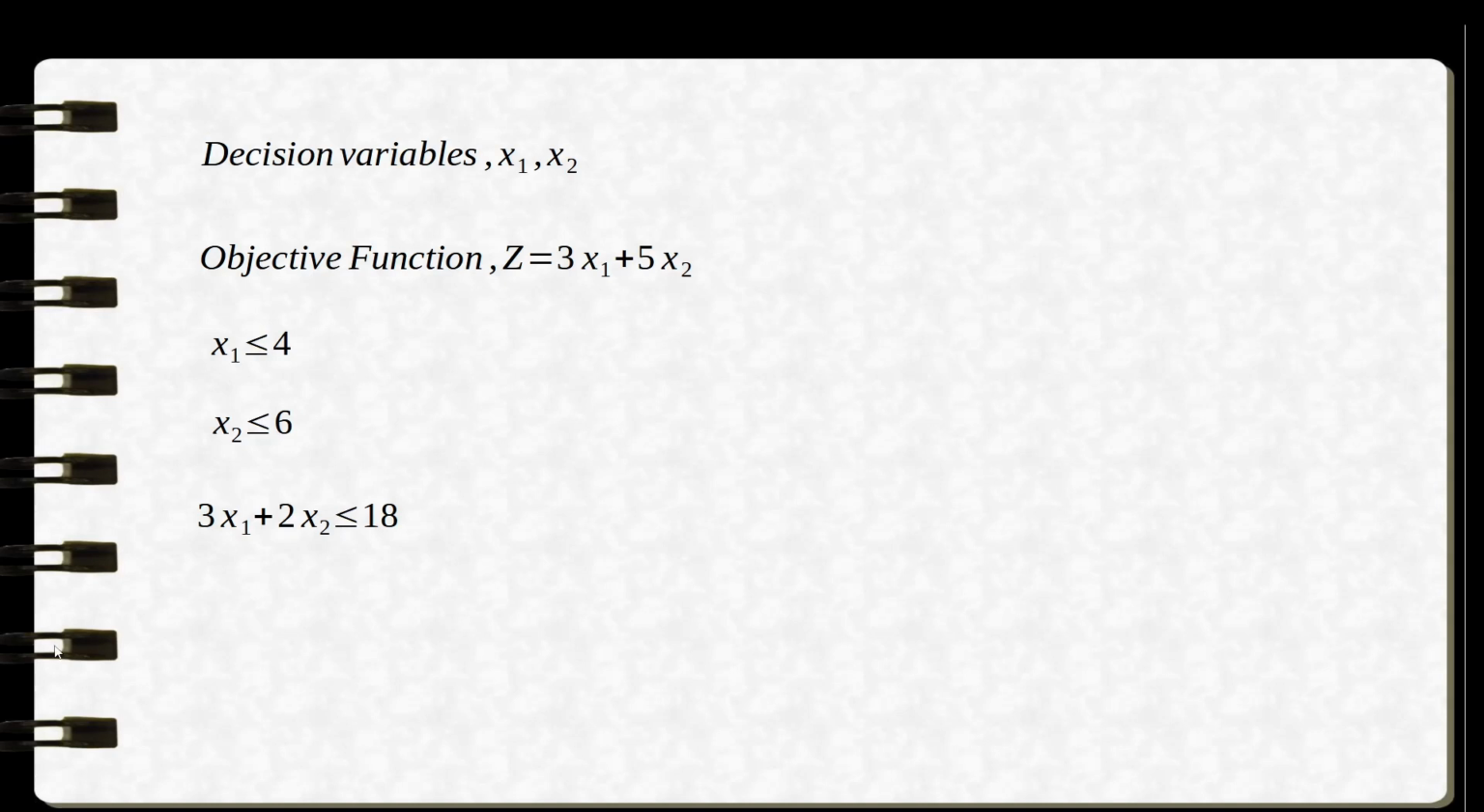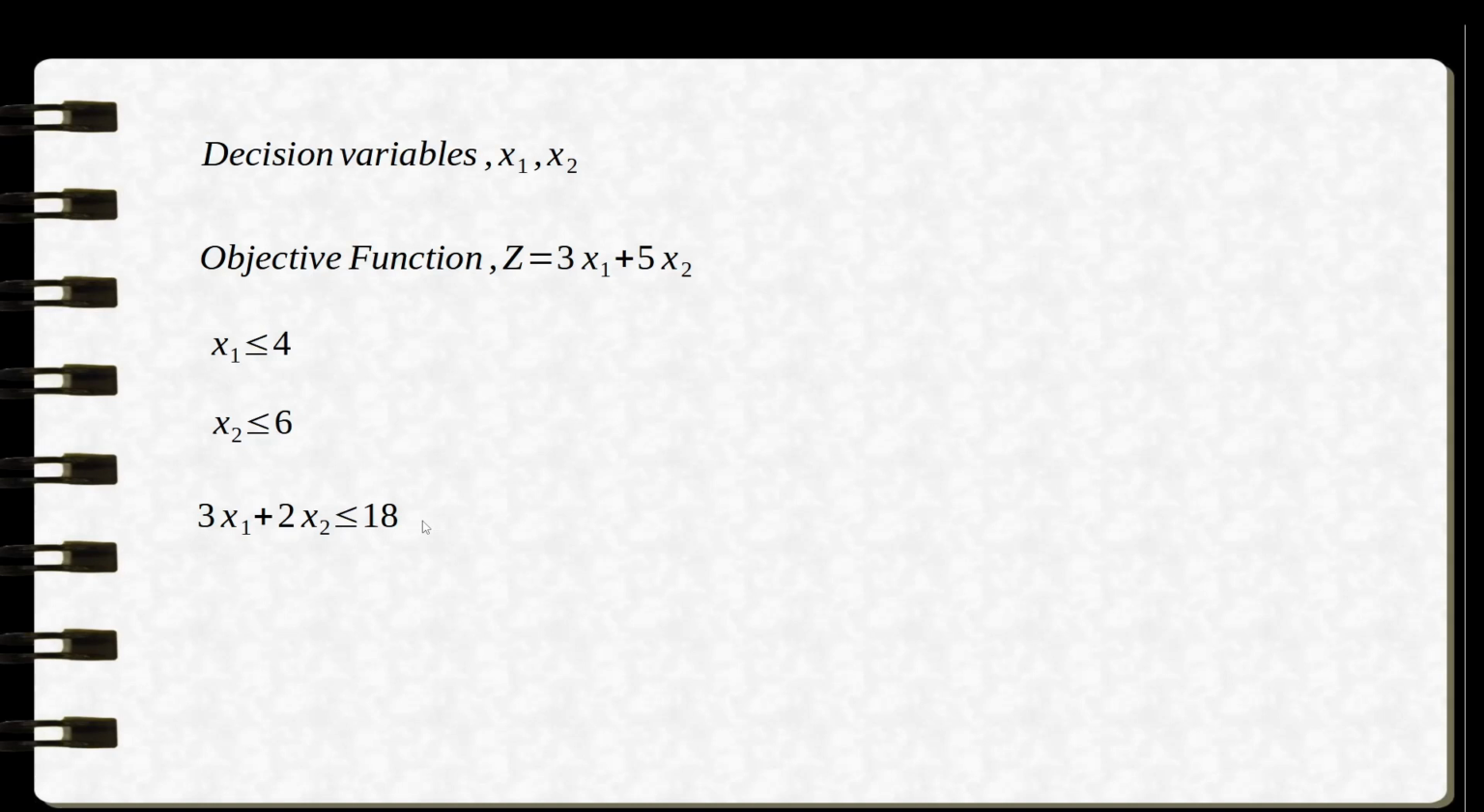So x1 is the batches of aluminum frames and x2 is the batches of wooden frames. Now we put glass in these frames. When we put glass in these frames, it requires 3 hours to make one batch of aluminum frame windows and 2 hours to make one batch of wooden frame windows. And the maximum slack time available in plant number 3 is just 18 hours.